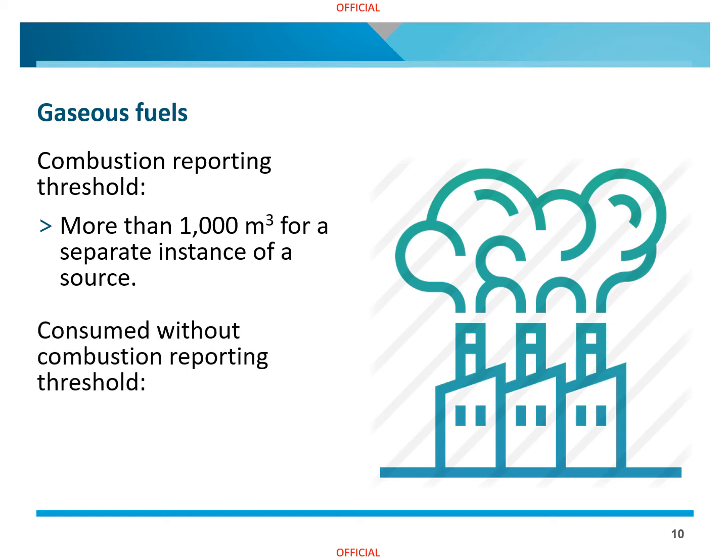The second threshold applies to consuming gaseous fuels without combustion. You are required to report each individual fuel type where the amount of that fuel consumed without combustion is 13,000 cubic meters or more.